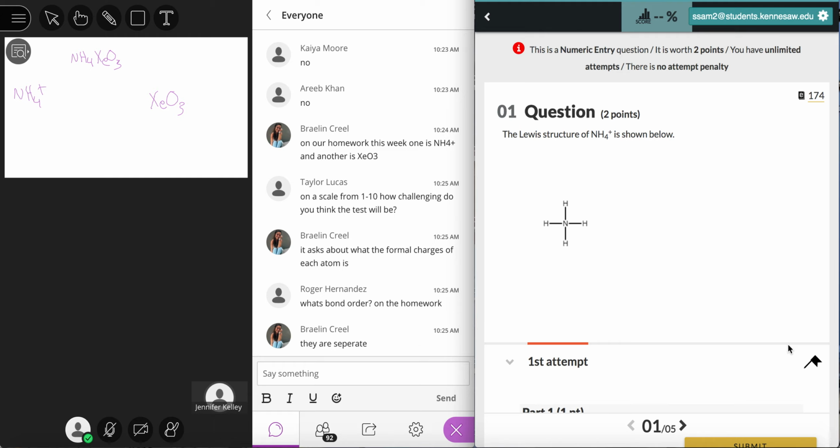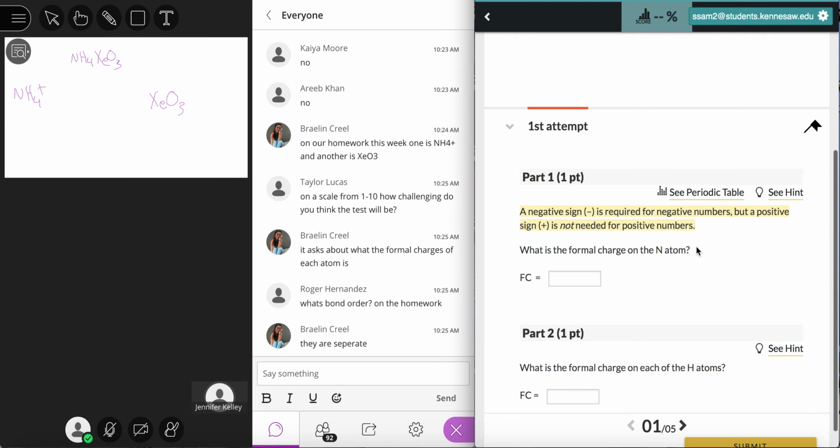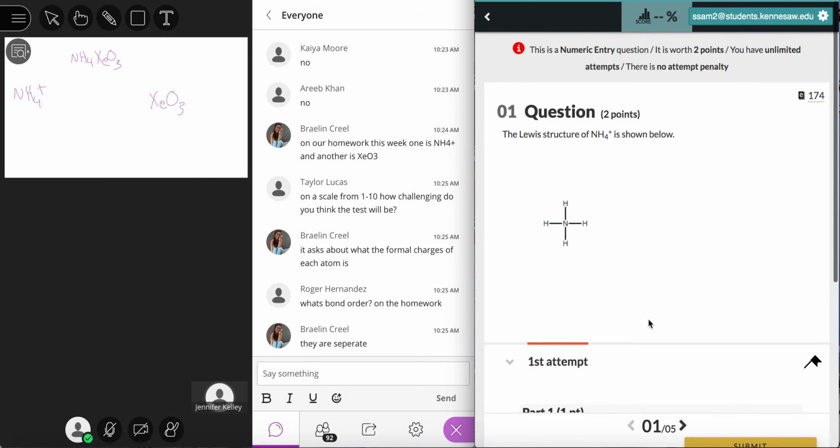How challenging? I think compared to the last test, as long as you prepare well, this one should feel easier because there's less material on it. It asks about the formal charge on each atom. Okay, so we'll go over that. Might as well do that now because that's 2 really good examples. All right, so let me start.